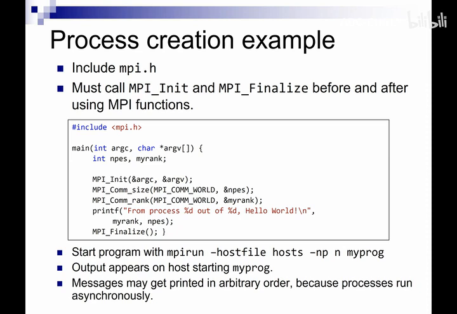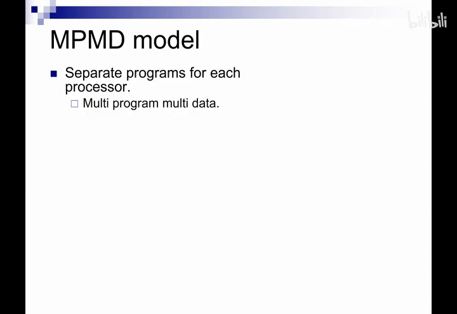printf message first. So you could very well see something like, from process 5 out of 8, hello world, and then maybe from process 2 out of 8, hello world. So there's no particular order in which these messages get printed out. That is the SPMD model, the single program model that MPI uses.